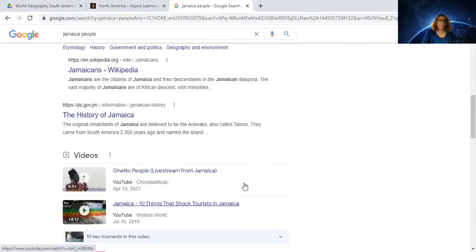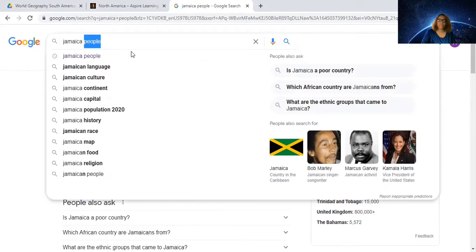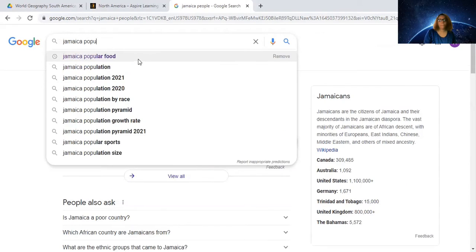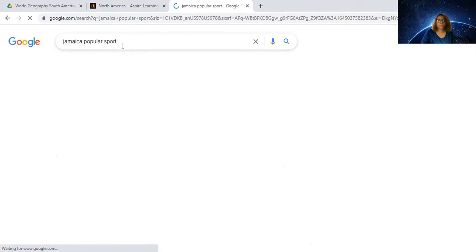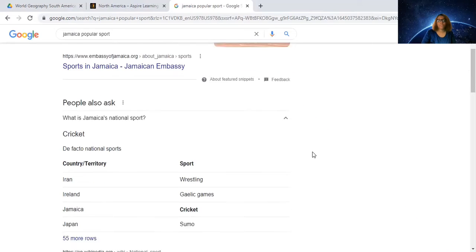So you can talk about anything that you want to know about the people. One other thing that I find easy to find out is, okay, what kind of sport do they like? So you can put Jamaica popular sport. That's always a good one to find. It's cricket. Then the kids can learn about cricket. Well, what is cricket? I've never played cricket. I've never heard of it. So you can look up that sport. And a lot of times they'll have a national sport. I was going to put it right here, but I see it right here. What is Jamaica's national sport? Well, it's cricket. Sometimes it will be different.